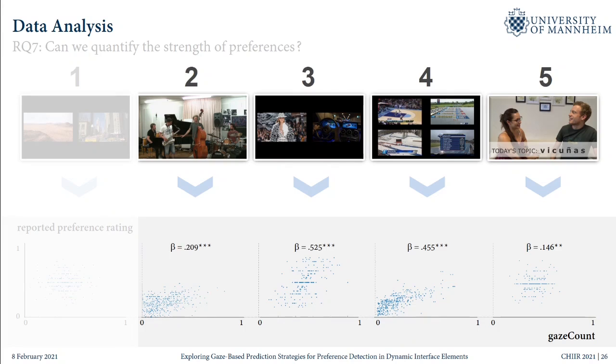Conducting a multiple regression analysis, we found that in 4 videos, the gaze count explains a significant part of the variance in preferences. We have not yet evaluated different algorithms for predicting preference strength, but the results here show that this is certainly a research direction that should be further pursued.